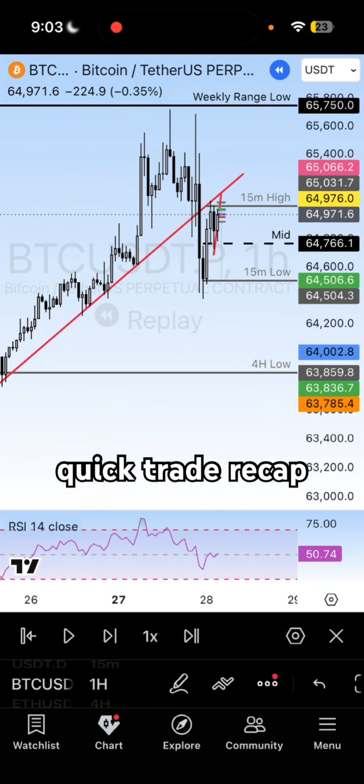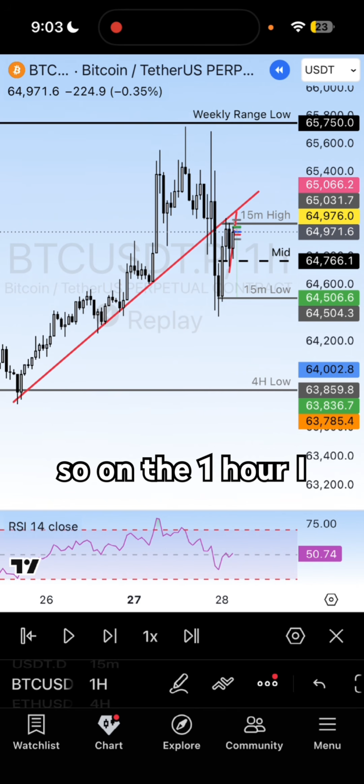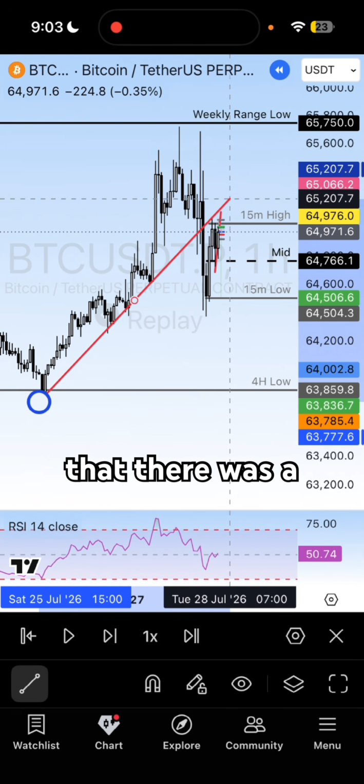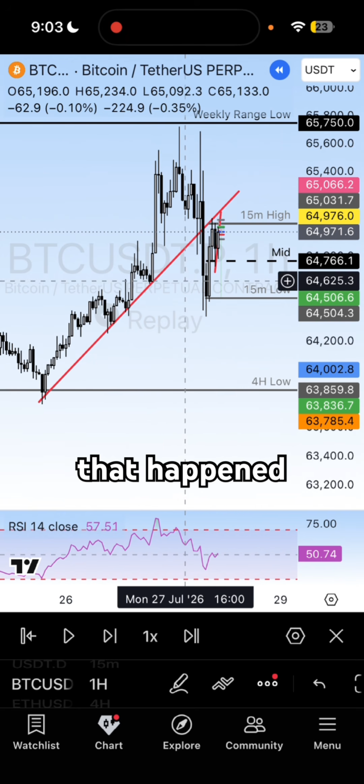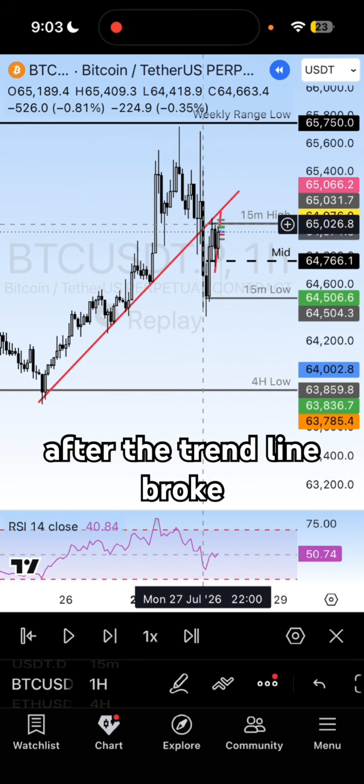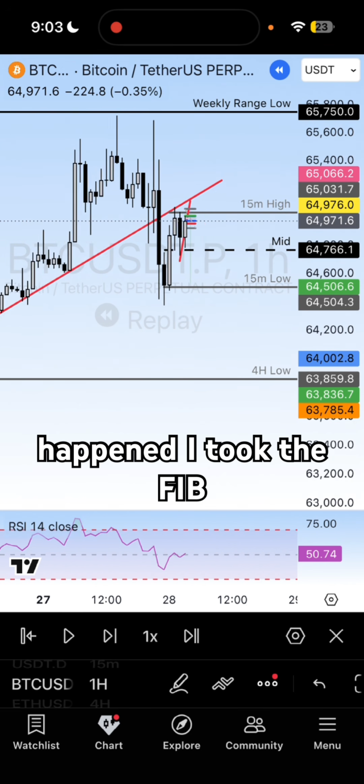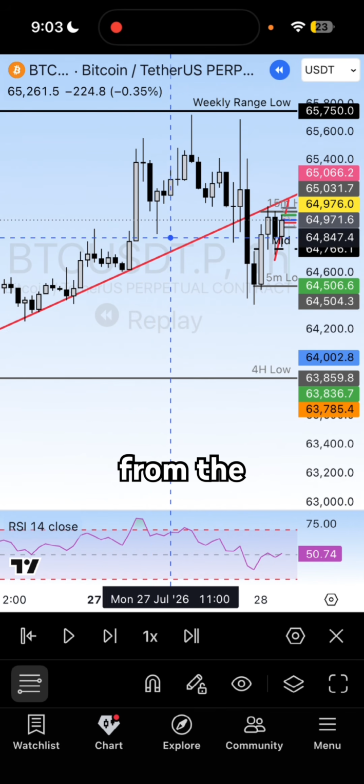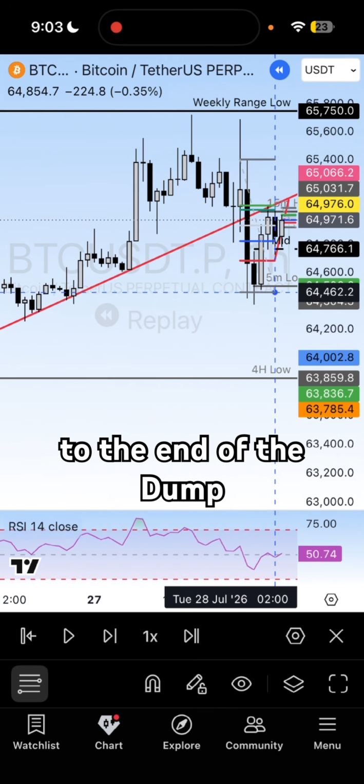Today I'm going to give you a quick trade recap on BTC. So on the 1 hour, I saw that there was a trend line break that happened around this area. And after the trend line broke, what happened? I took the fib and I drew the fib from the start of the thumb to the end of the thumb over here.